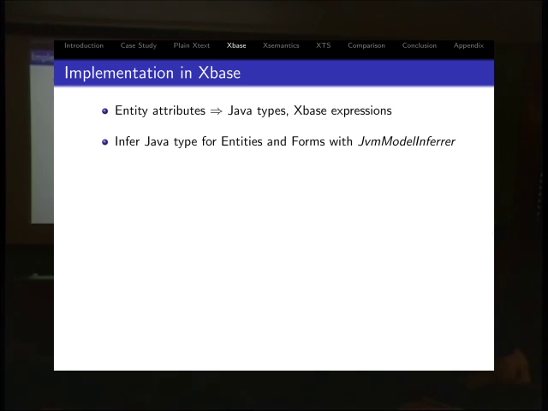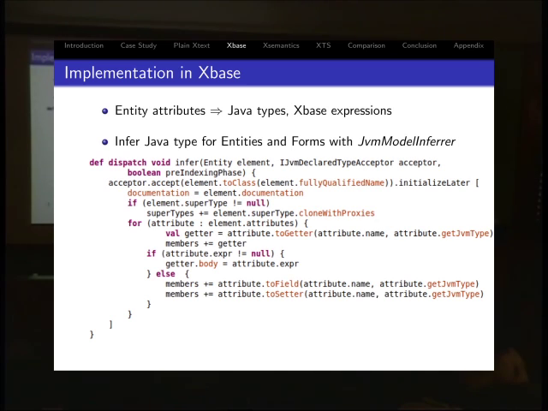For example, this method, a method of this size, yields an automatically generated Java class complete with attributes, getters and setters. And that's it for the Xbase approach. Everything else is taken care of by the Java type system.